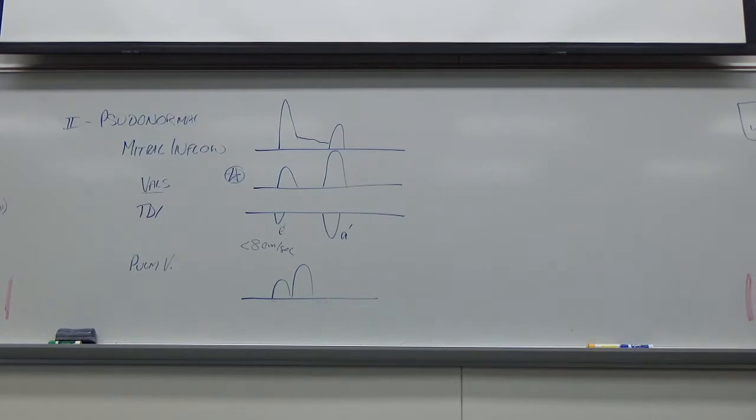Can you say the propagation velocity again? Propagation velocity is now less than 45. So the impaired relaxation was greater than 45. Normal is greater than 50. Now it's less than 45, and it will stay that way throughout. Okay.